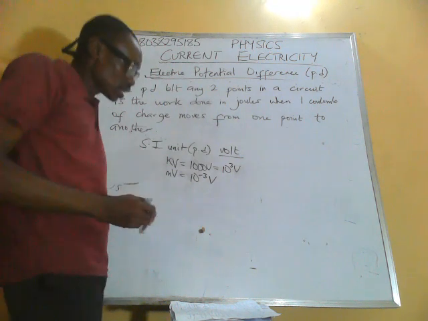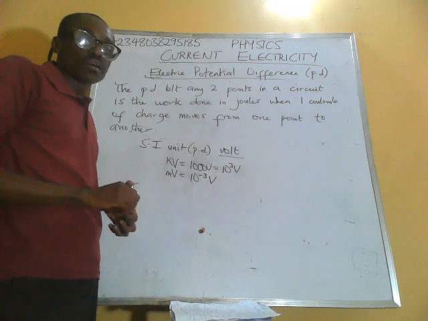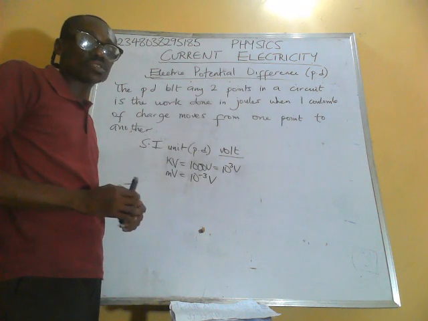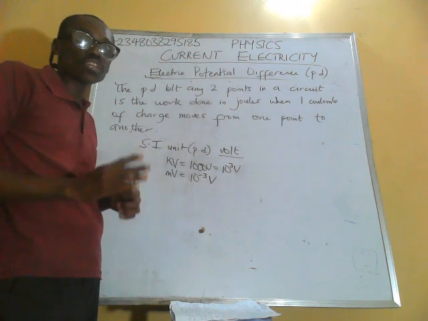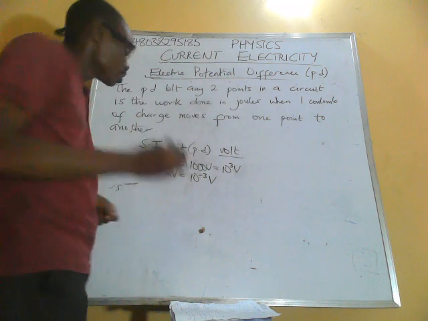Now, the potential difference in a circuit is measured with the aid of an instrument called the voltmeter.